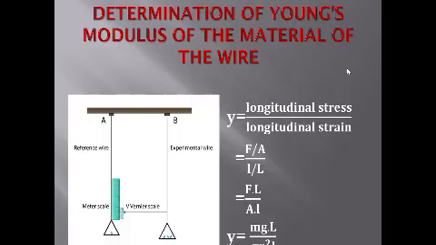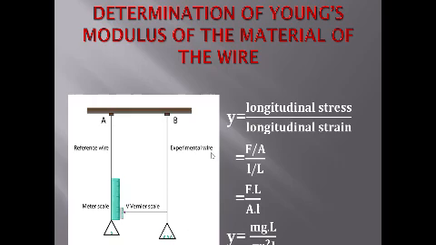After this, we are going to discuss the determination of Young's modulus of the material of a wire. There is a reference wire and an experimental wire. There is a meter scale and a vernier scale. This is the experimental wire, and we are using only one bob here.